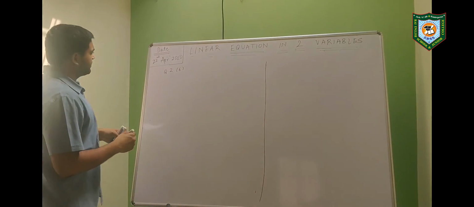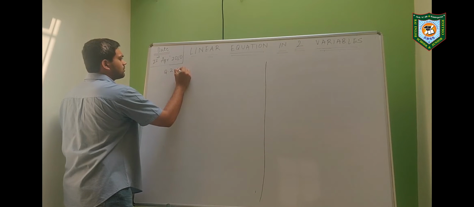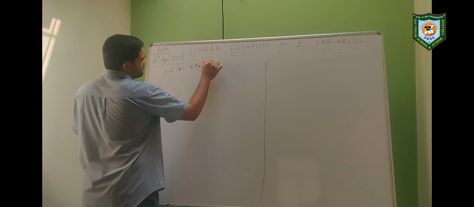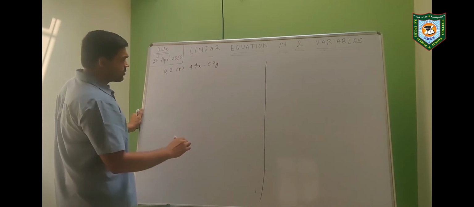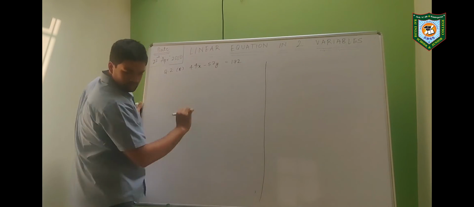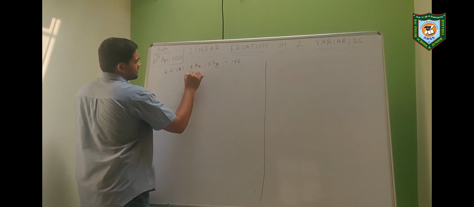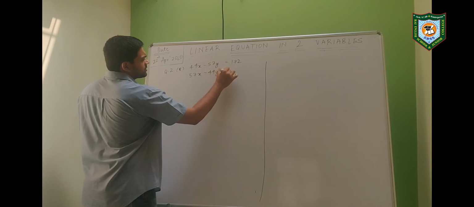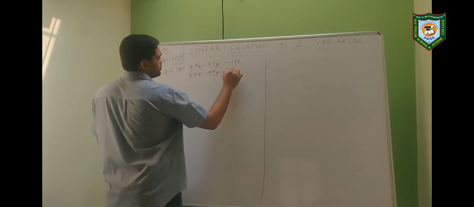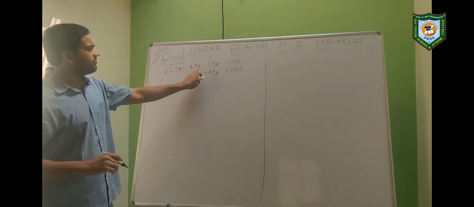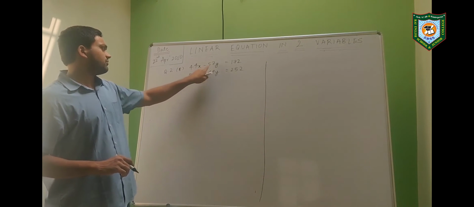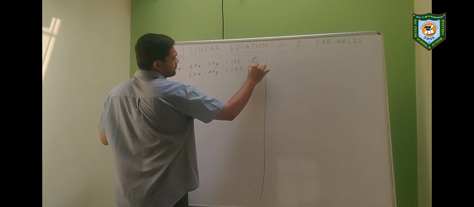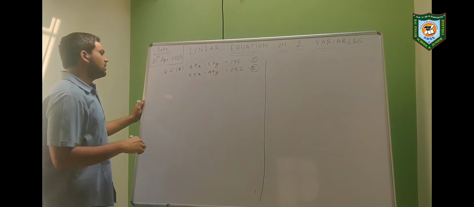Now, sub question 8 here is 49x minus 57y is equal to 172 and 57x minus 49y is equal to 252. Now, as we can see, we have cross numbers, so 49 here, 49 here, 57 here, 57 here. Numbering the equations 1 and 2, all we have to do is add them up and subtract them once.